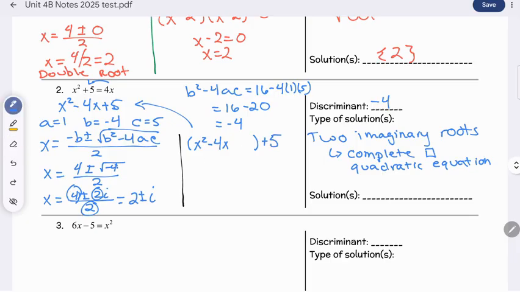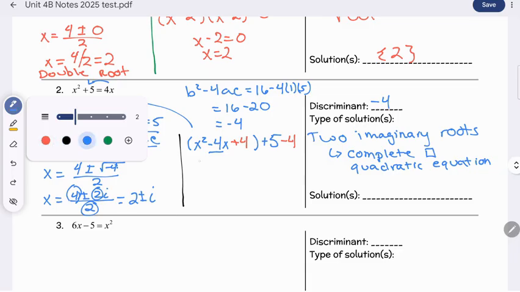Right? So now we want to take this middle term. We're going to divide it by 2. Negative 4 divided by 2 is negative 2. I'm going to take negative 2 and square it. That is going to give us 4. So here we are going to add 4 and subtract 4.